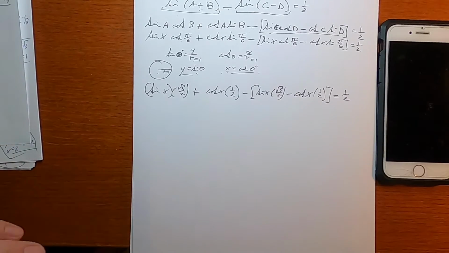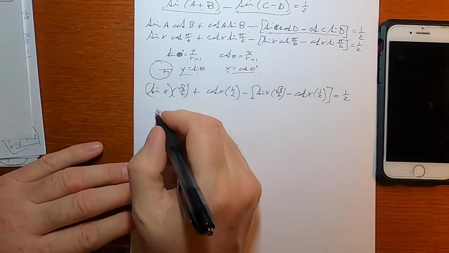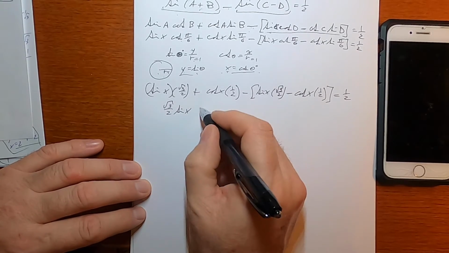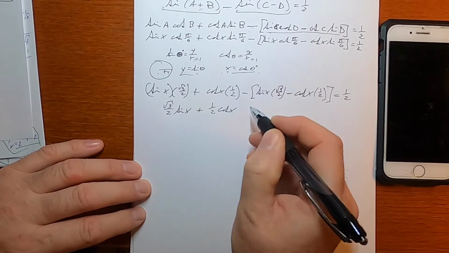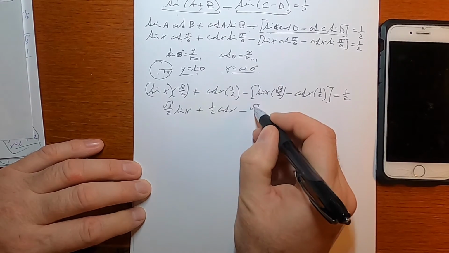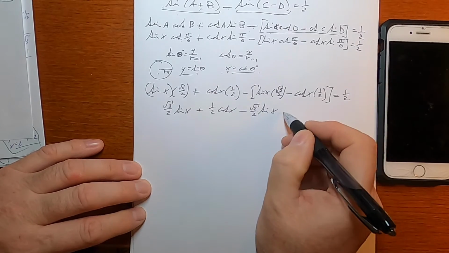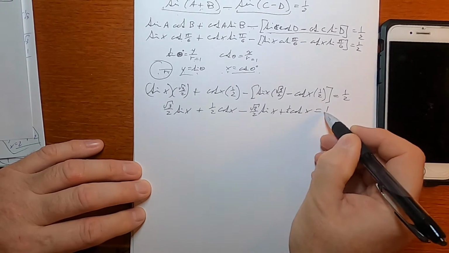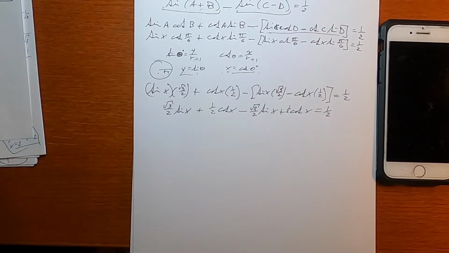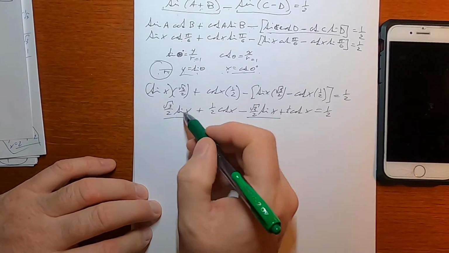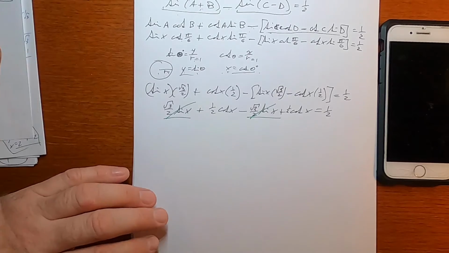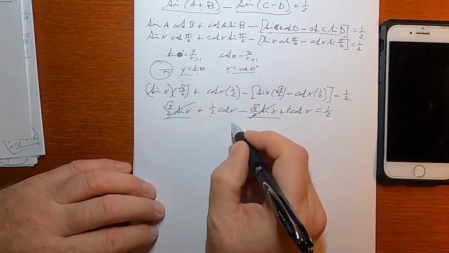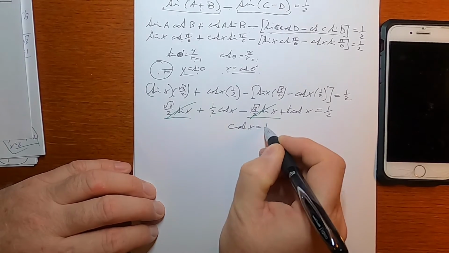So I find that I have square root of 3 over 2 sine x plus 1/2 cosine x minus square root of 3 over 2 sine x plus 1/2 cosine x equals 1/2. Well, if you notice quickly, this term is going to drop out, and you've got 1/2 plus 1/2 cosine x, so that's cosine x equals 1/2.